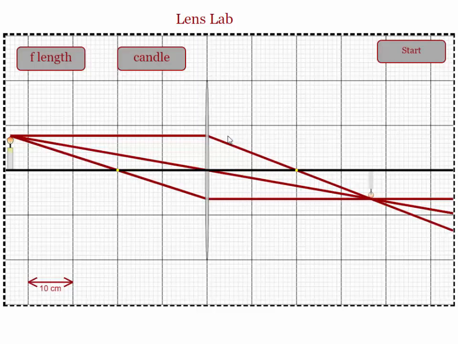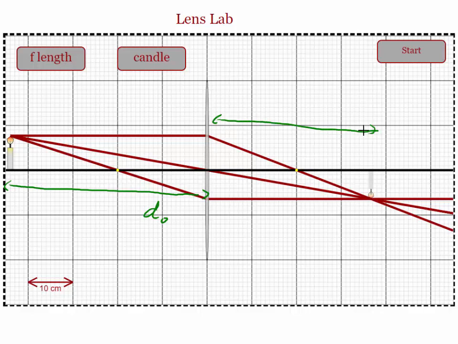What we can see is an object, a lens, and an image. So let's go ahead and point these out. Right here we have the object, right here we have the lens, and right over here we have the image. We can measure the distances that we're interested in. This is the distance to my object, so I'm going to call that the distance to the object. This right over here is the distance from the image. All of these come off the lens.